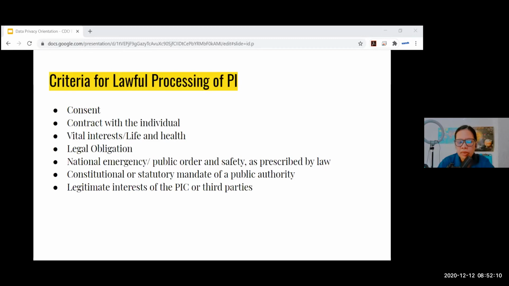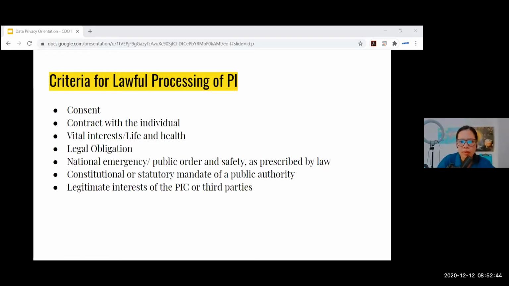When we ride a bus, we're asked to go to the bus and show our ID. Some write their names in a logbook. So those are also part of it. And of course, we have the processing is necessary for purposes of legitimate interest, lawfulness, fairness, and transparency pursued by, of course, the PIC or a third party, etc.